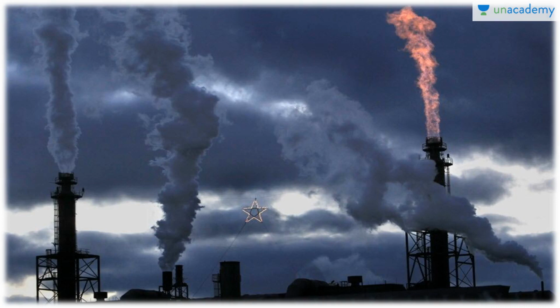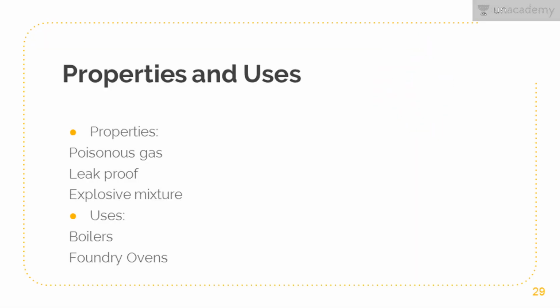So you can see the blast furnace gas refinery unit here. This is the blast furnace gas being expelled out. So what are the properties and uses of blast furnace gas? Properties: it is a very poisonous gas due to the presence of carbon monoxide, and blast furnace gas pipes and vessels should be leak proof, or else it may lead to harmful reactions.